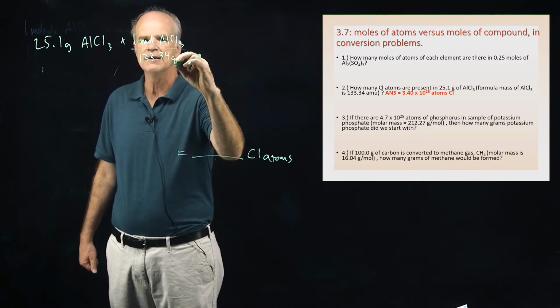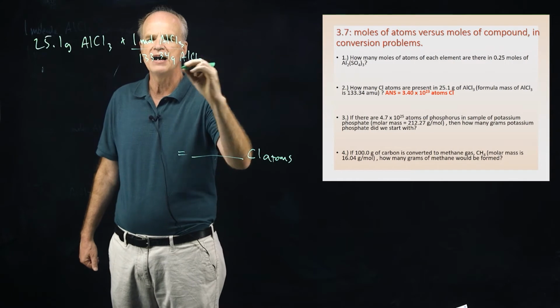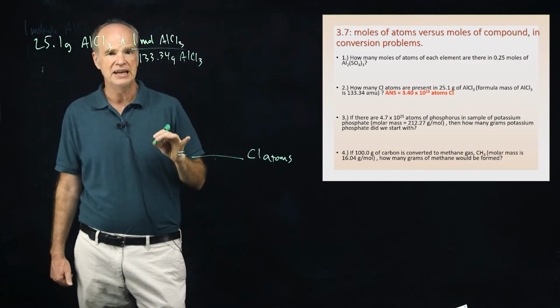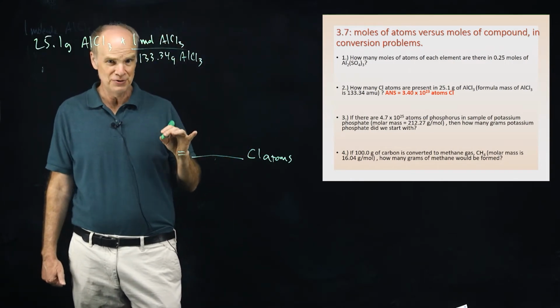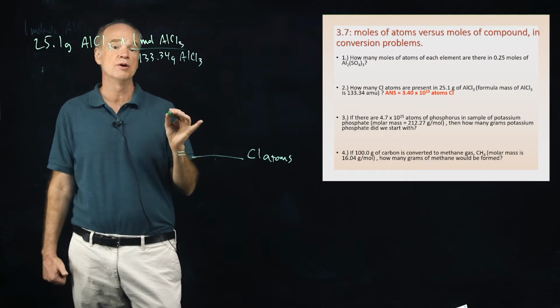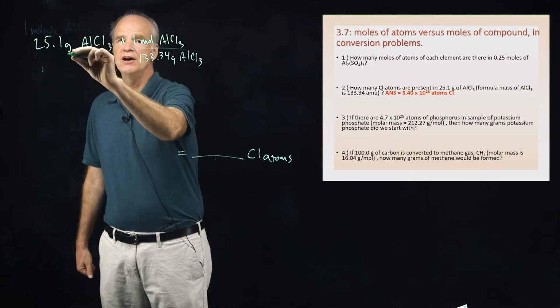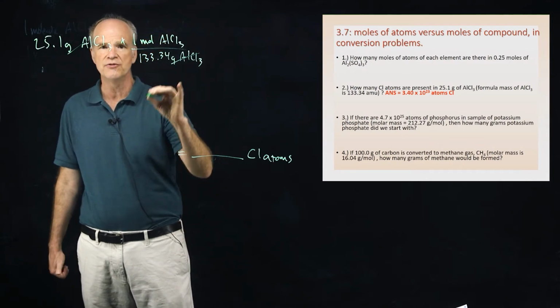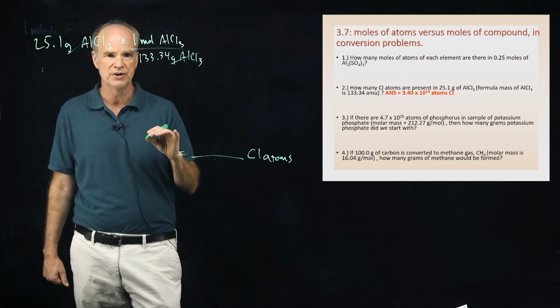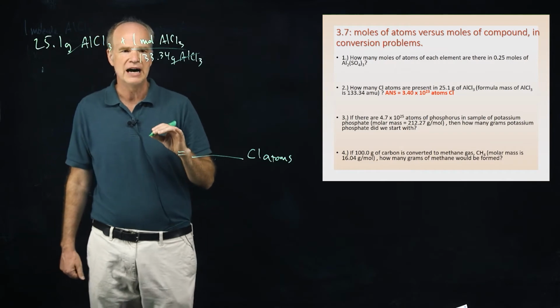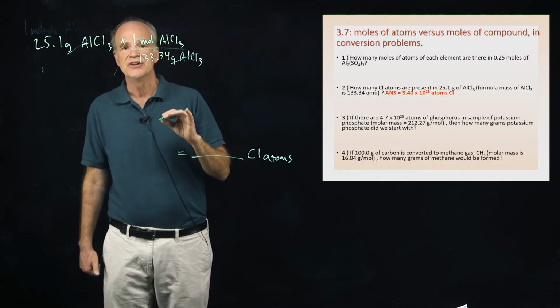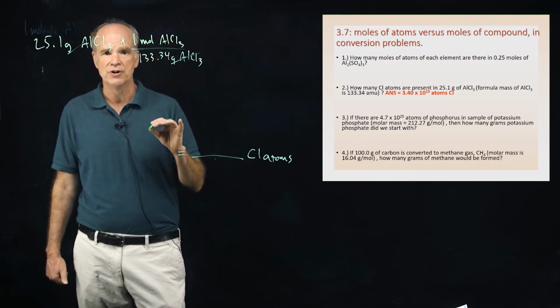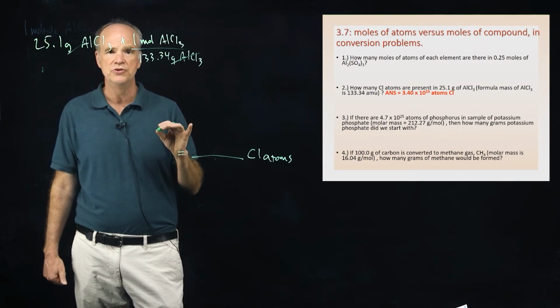133.34 grams of aluminum chloride. So the formula mass is 133.34. That indicates that there will be 133.34 grams of aluminum chloride in 1 mole of aluminum chloride. So at this point, the grams of aluminum chloride cancel out. Now we're left with an answer in moles of aluminum chloride. Now at this point, what I would consider doing is converting the moles of aluminum chloride to moles of chlorine using an appropriate fraction.